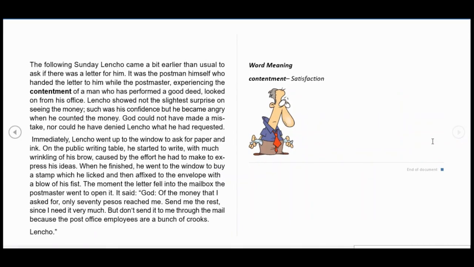So Lencho comes back the next Sunday. He was pretty sure that there is a letter in his name sent by God. He comes back and the postman hands him over the envelope. The postmaster is sitting inside in his office and he is also watchful. He is also watching Lencho. He wants to see the expression on his face, the expression of contentment, of satisfaction that he had received the money that he had asked God for.